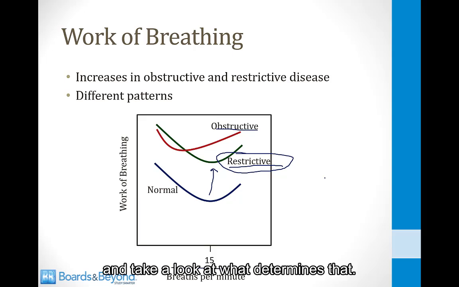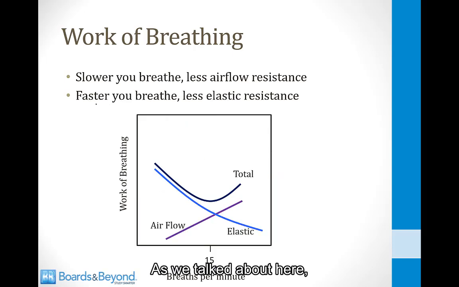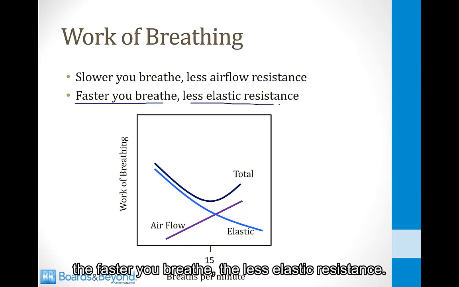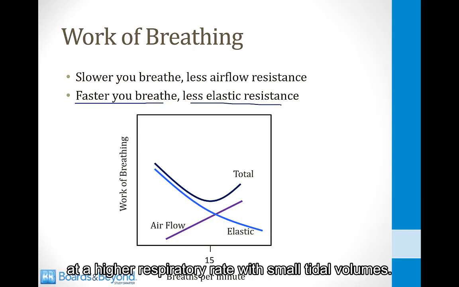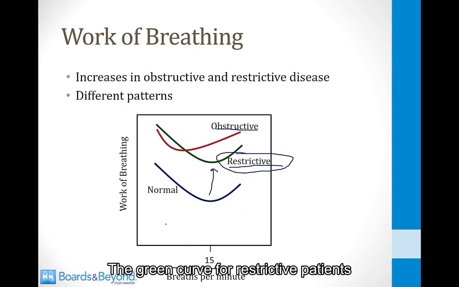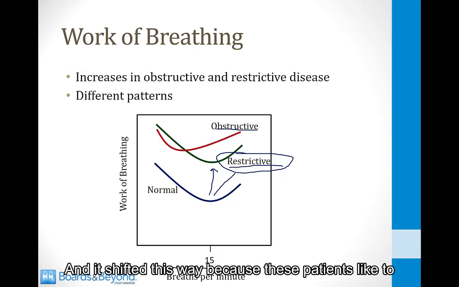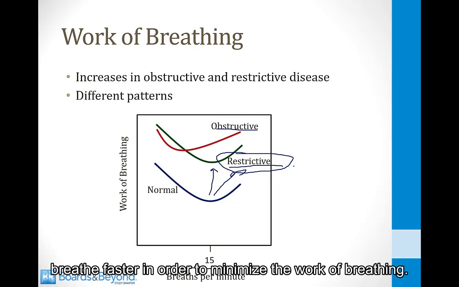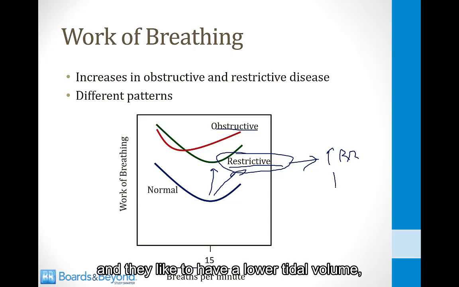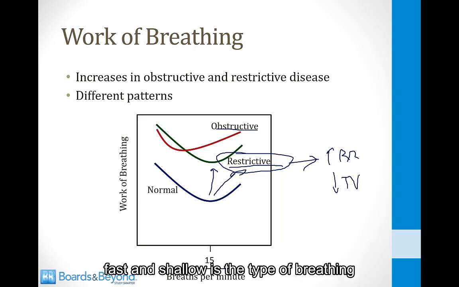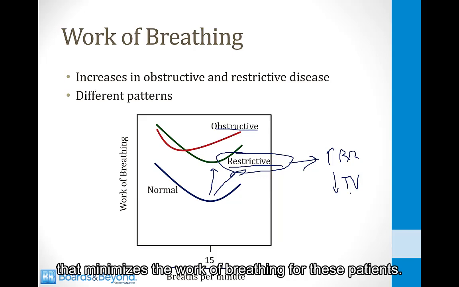So let's go back one slide and take a look at what determines that. As we talked about here, the faster you breathe, the less elastic resistance. So what this means is patients with restrictive disease are going to want to breathe at a higher respiratory rate with small tidal volumes. And that's what's shown here. The green curve for restrictive patients is higher than the normal curve, indicating more work of breathing, and it's shifted this way because these patients like to breathe faster in order to minimize the work of breathing. Restrictive patients like to have a higher respiratory rate, and they like to have a lower tidal volume. Fast and shallow is the type of breathing that minimizes the work of breathing for these patients.